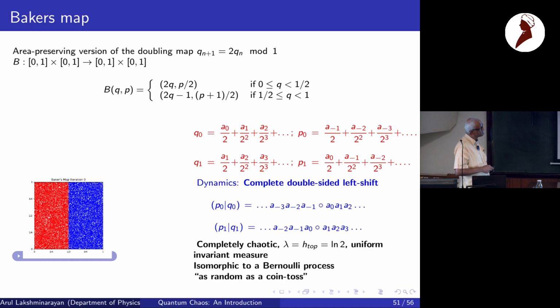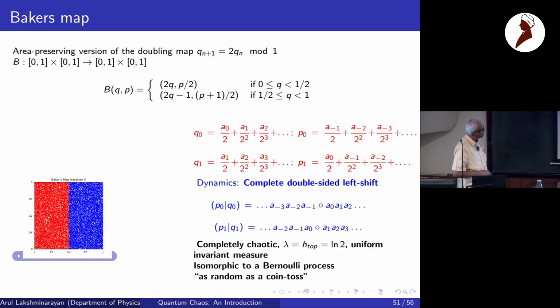So this is a mapping of a square into itself, and the dynamics is again most simply a left shift. It's a complete double-sided left shift if you express these initial positions and momenta in binary. So you express this in binary: q0 is a0, a1, a2, etc. And then the initial momentum you put on the left side of this: a minus 1, a minus 2, a minus 3. So the initial momentum is like this.